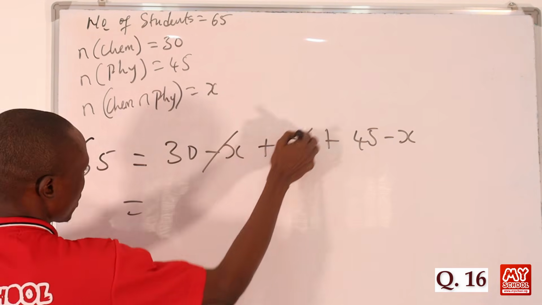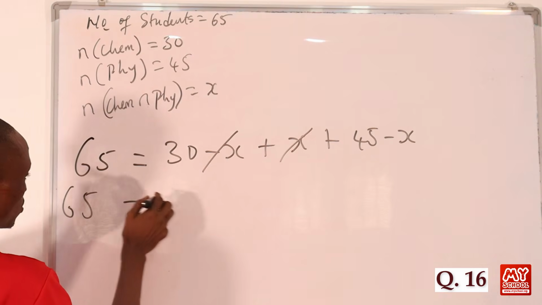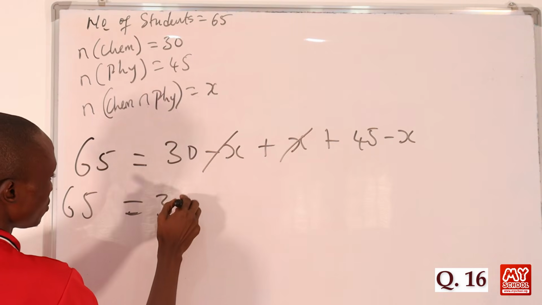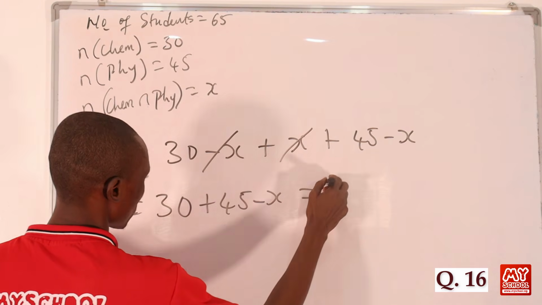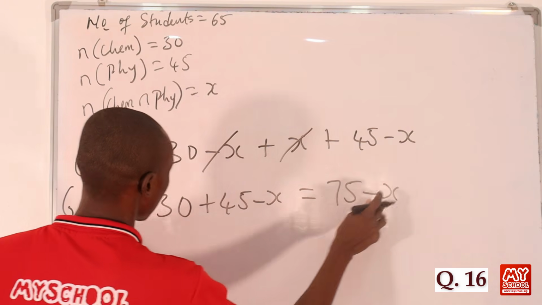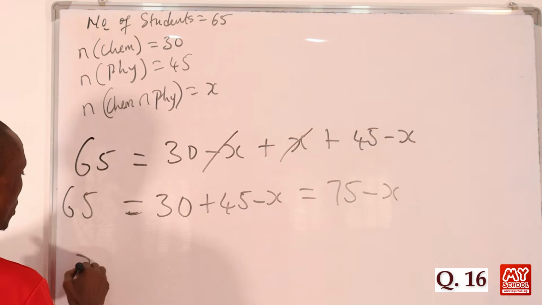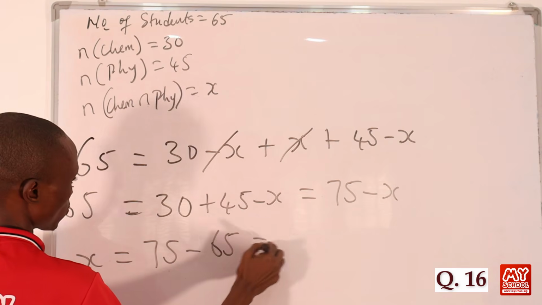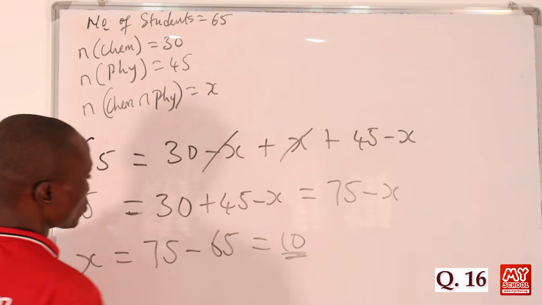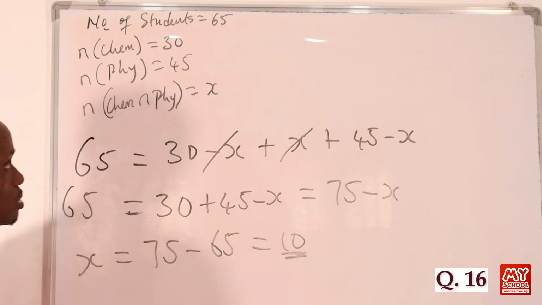So we take this out, so that at the end of the day, 65 is equal to 30 plus 45 minus x, and that will be equal to 75 minus x. So we can collect like terms. If we collect like terms, x will be equal to 75 minus 65, and that will be equal to 10. So the number of students that offer both subjects is equal to 10.